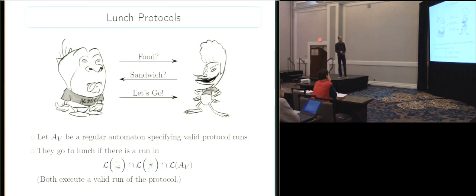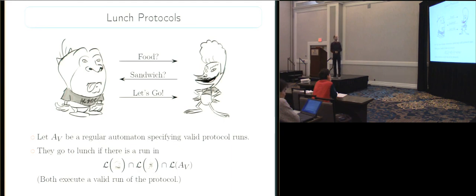So here we have two guys, and these are going to be two machines. So this might be one language, one machine, and this will be another language, another machine. And they're going to decide together whether they're going to go for lunch or not. So we might have a simple protocol that says, the first guy asks, should we go for food? The other guy suggests a sandwich, and they agree, so they go to lunch. So in general, you might have some kind of way of specifying what runs of your protocol lead to the two guys going to lunch.